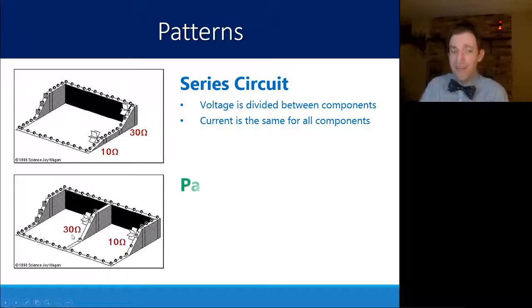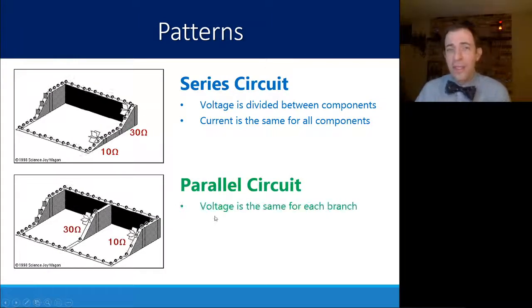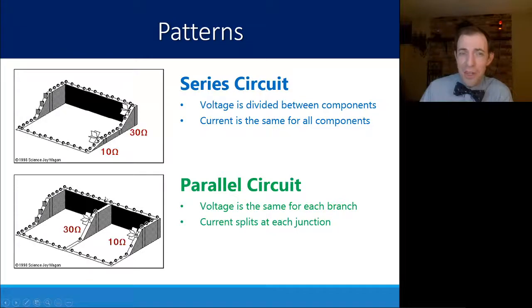If we look at a parallel circuit instead, we notice that the voltage is the same for each branch. Both of these branches drop the full amount that the battery provided. So if this is a purely parallel circuit, each branch receives the entire voltage that the battery provided. And the current splits at each junction. So here at this junction, when it has 2 pathways, some of the current goes down the 30 ohm and the rest goes in the 10 ohm because the current split.